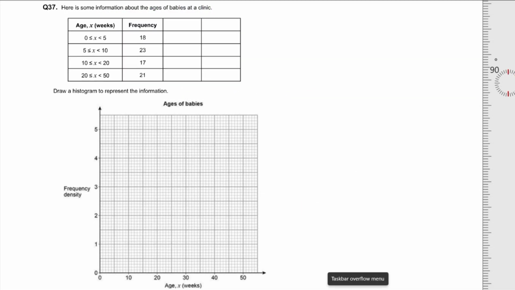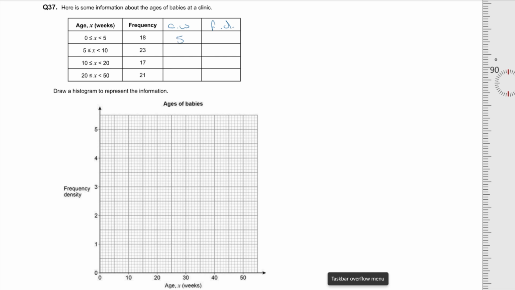Question 37 actually wants us to draw a histogram. Now it's got 2 extra columns added to the data table for us to do some calculating. The best things to use these for are the class width and the frequency density. Okay, so I'm going to do class width first. The class width is just how wide each of the groups are. So from 0 to 5, 5 take away 0 is 5. That's a class width of 5.